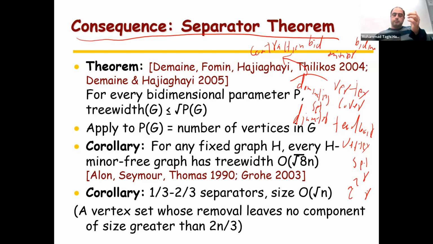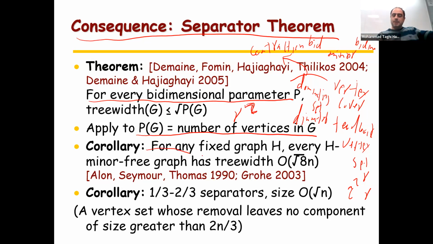Now, this is the important thing. We knew that for every bidimensional parameter P, the Treewidth of G is at most square root of P of G, so if this parameter P of G is large on the graph. Now assume that P of G is the number of vertices in a graph G. In particular, if you consider a grid of size R times R, then the number of vertices there is R squared. And this is minor bidimensional, actually.